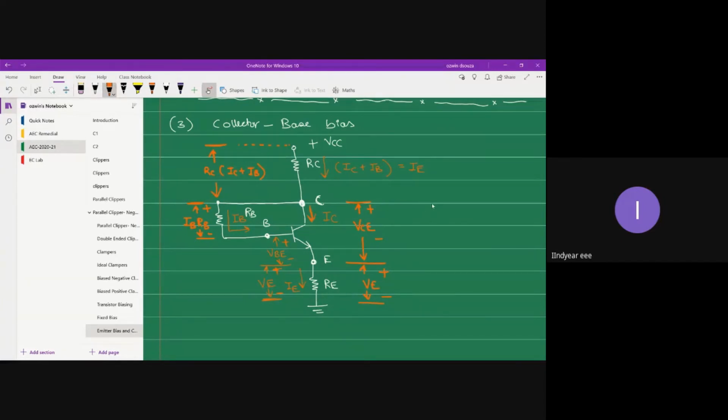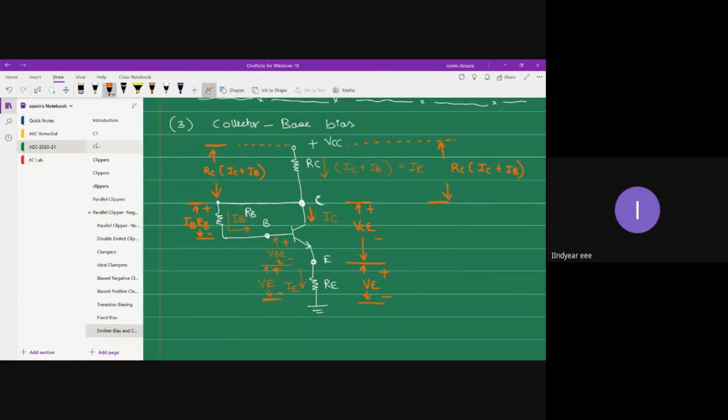And again, this potential, that is potential across resistor RC, can be given as RC into IC plus IB. Once again, you can write the potential across RC as RC into IC plus IB.